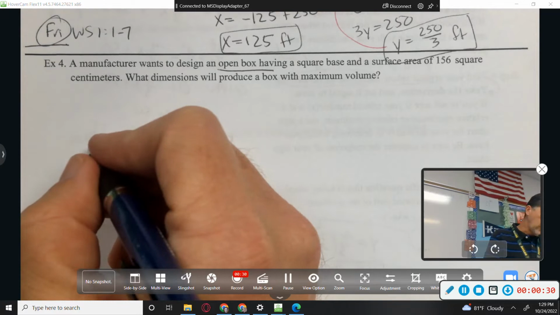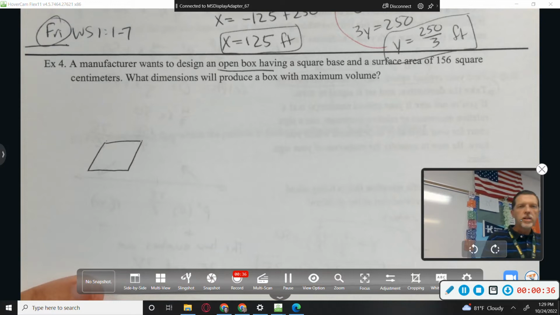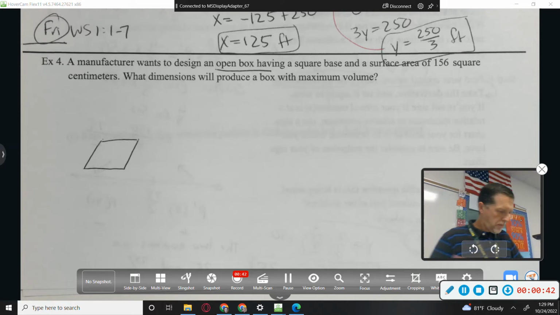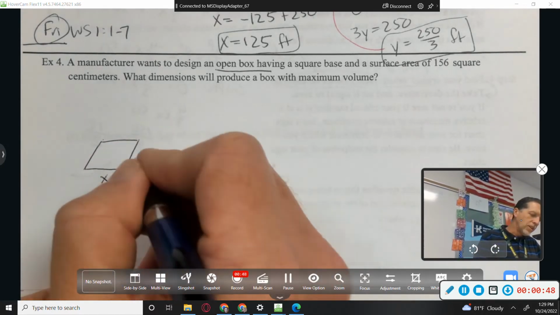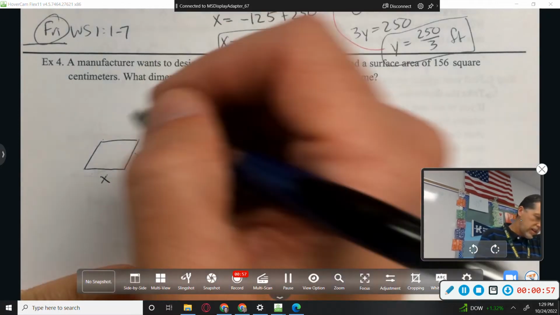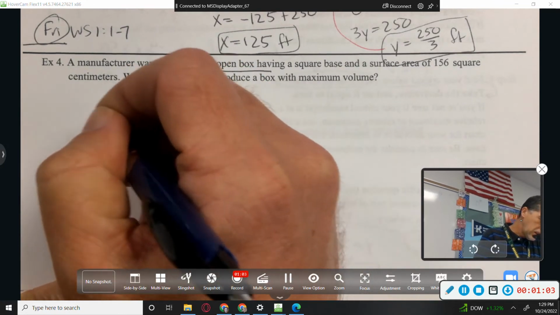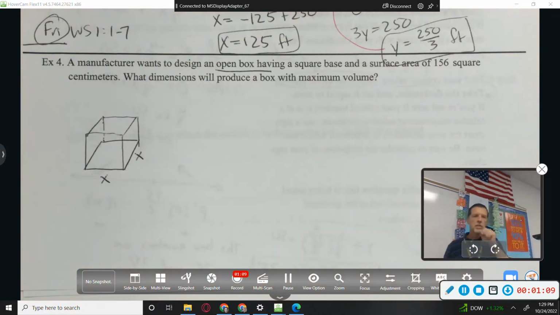Okay, so a square base. What dimensions will produce a box with maximum volume? So I need to maximize volume. If the base is square, then what do I know about these two sides? They're equal. I don't know what they are, but whatever they are, they're the same. So x and x. I don't know how tall my box is, but we'll just call that y.